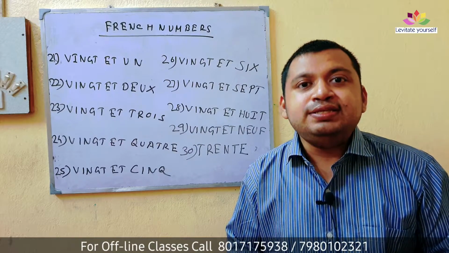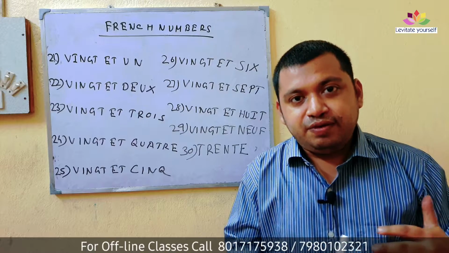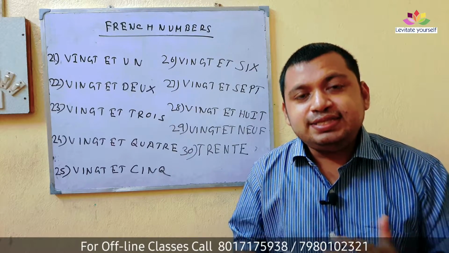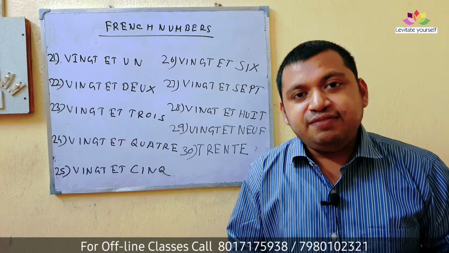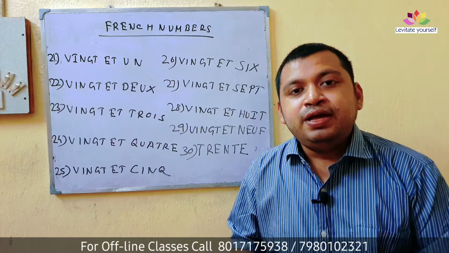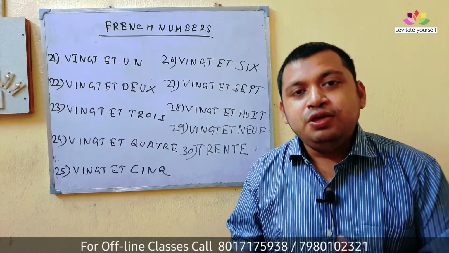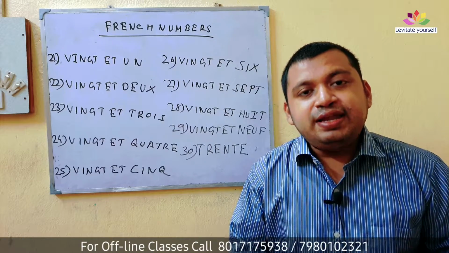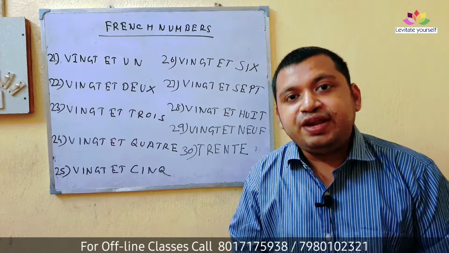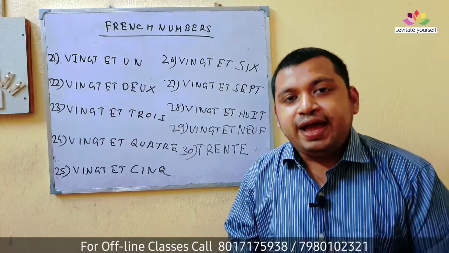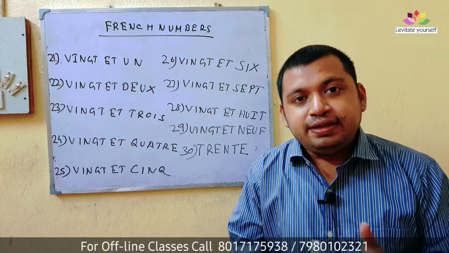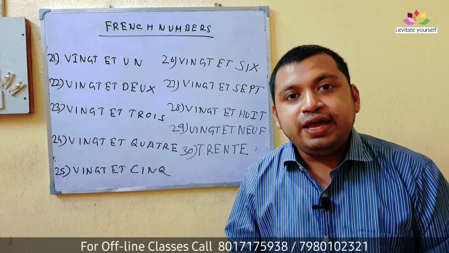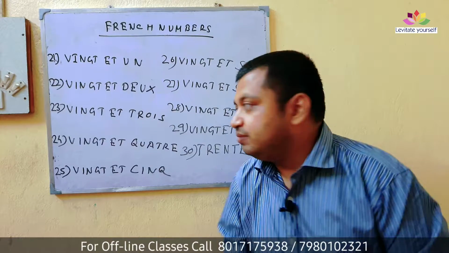Number 26 is vingt-six. Number 27 is vingt-sept. Number 28 is vingt-huit. Number 29 is vingt-neuf. And 30 is trente. 30 is trente. Now let's repeat it all again from number 21 to number 30.